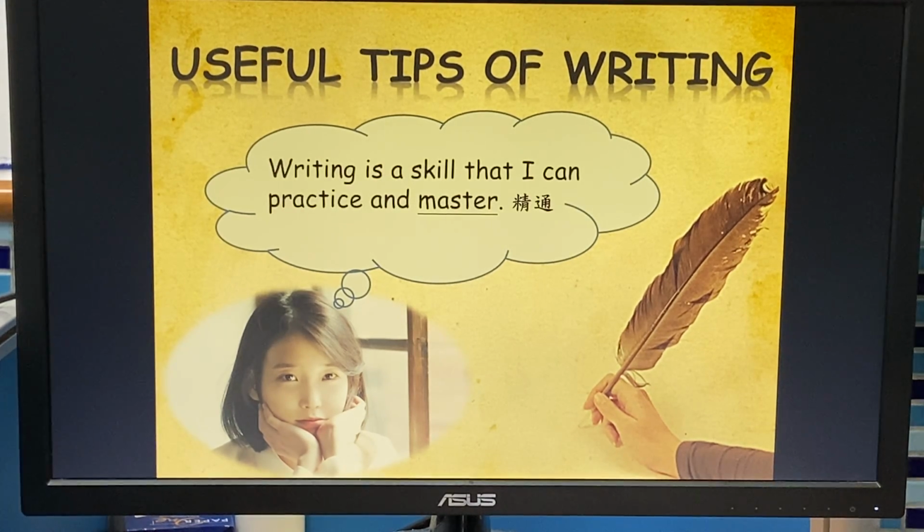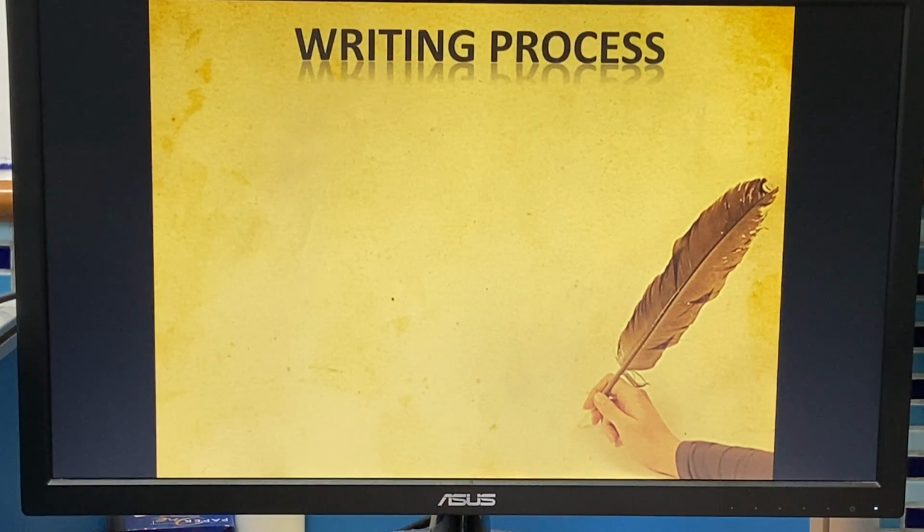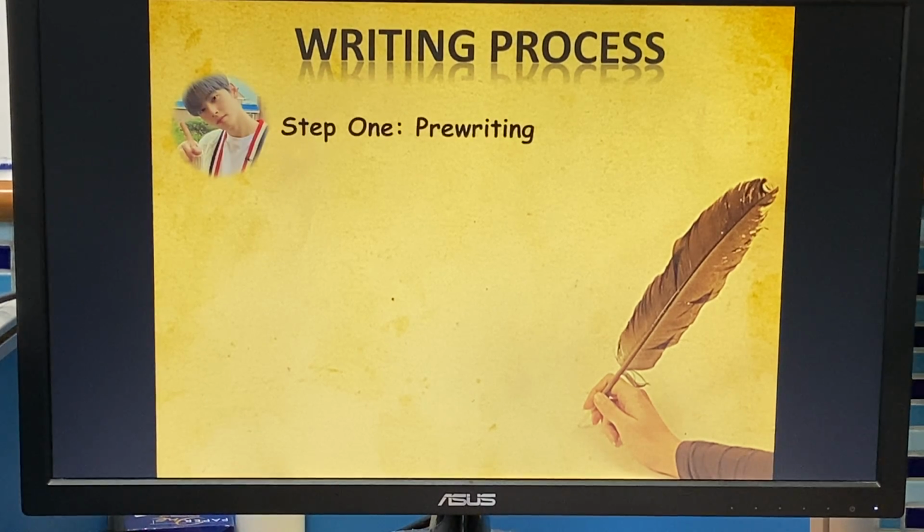Now let's get started. When you get a writing assignment, do you just pick up the pen and start writing? Now I'm going to talk about the writing process. There are 3 steps to follow. Step 1, pre-writing. Pre means before. So before you start writing, you need to do something.